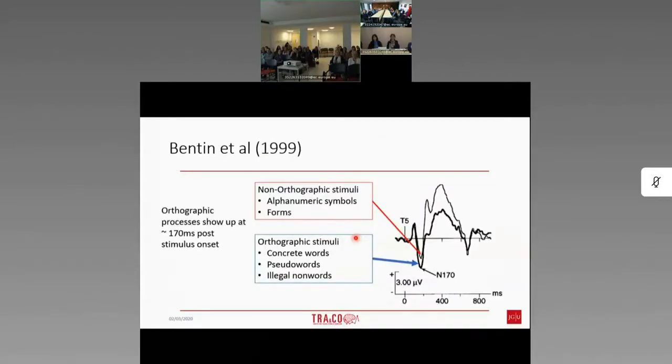So this is a modular and serial model, one way of thinking about this process. Now, just to give you an indication of the kind of things that go on during these early stages of word recognition. This is an ERP study, where people get a cap on and wires and so on. And they showed participants actual concrete words, pseudo words, and illegal non-words, so essentially letters. And they also showed them alphanumeric symbols and just abstract forms to see if that had an effect. And it did. So after about 170 milliseconds, you can see there's a difference in the ERP component. So you know, well, this is actually something that could be a word, or it's not.